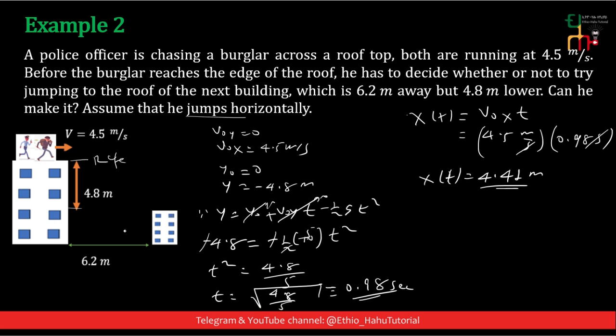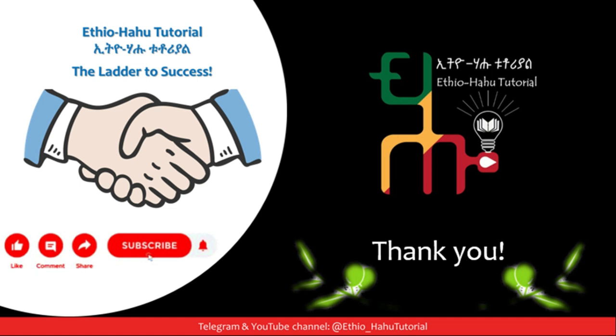However, the horizontal distance of the next building from the first building is 6.2. But when the burglar attempts to jump to this floor, he can jump a maximum horizontal distance of 4.41 meter. Therefore, he cannot reach the next floor. Therefore, our advice is not to try to jump to the next floor. That is what our advice is. And this is all about projectile motion. In the next class, we are going to see about circular motion.